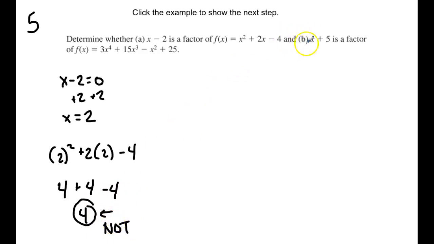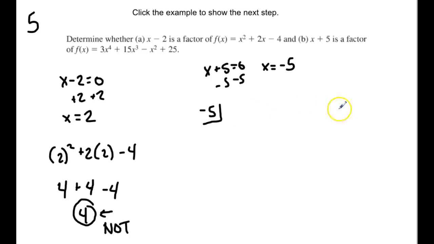Okay, so let's look at part B. So we're seeing if x plus 5 is a factor of 3x to the 4th plus 15x cubed minus x squared plus 25. So right, in part A I use direct substitution. In part B I'm going to use my synthetic division. So I have to figure out what would make this 0. So x plus 5 equals 0, minus 5, so x is negative 5. So let's try that. So again with synthetic division, that is what goes out here.